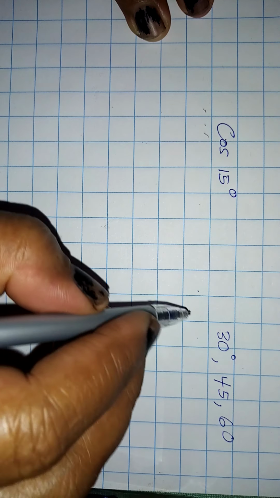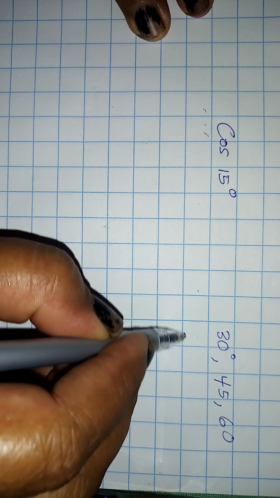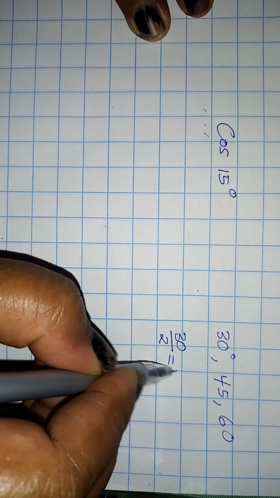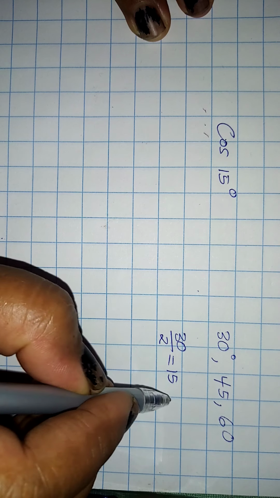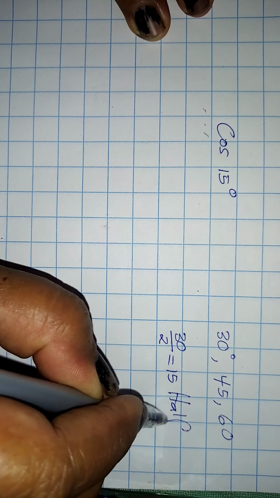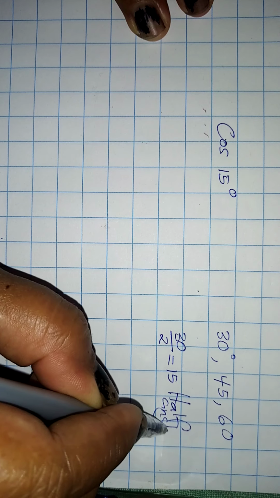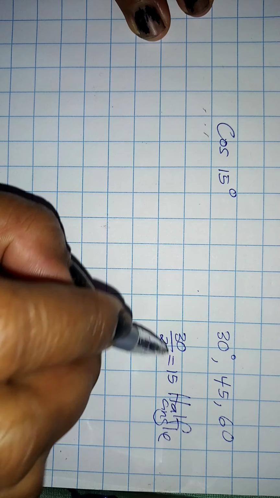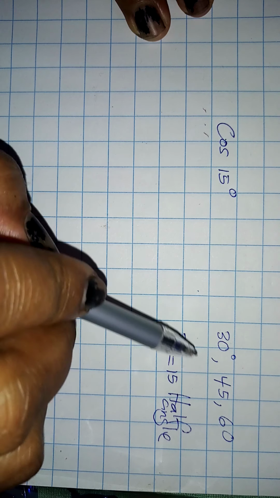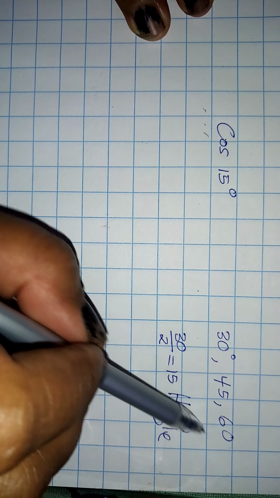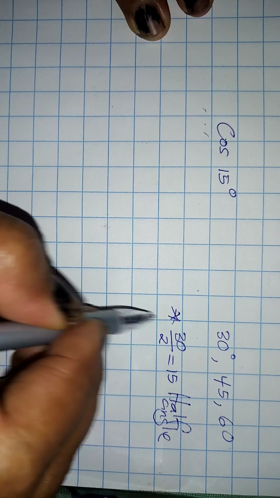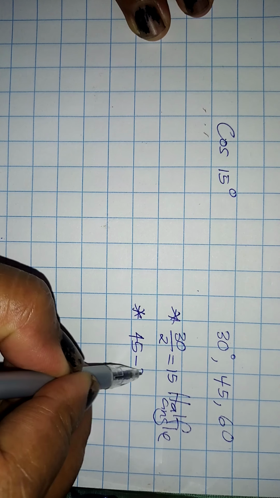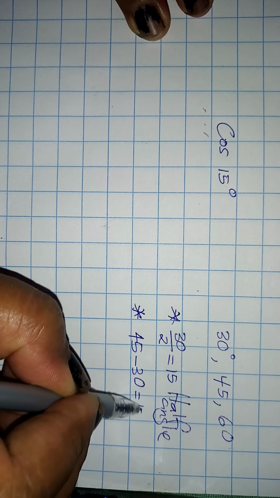30 divided by 2 will give me 15. If you have it, you will go to the half angle formula. You are manipulating these 3 angles. This is 1. 2, you can use 45 degrees minus 30 degrees. That gives you 15 degrees.